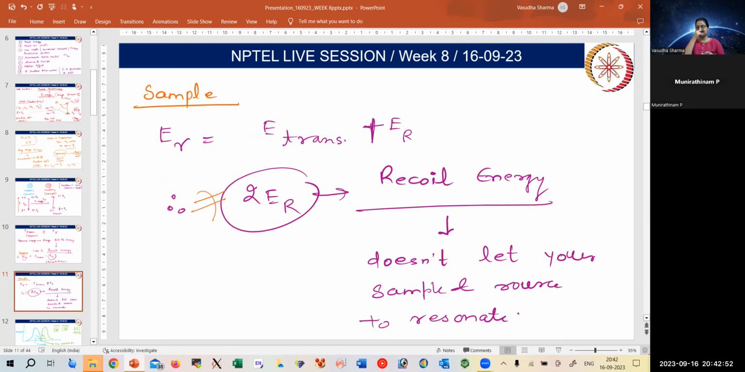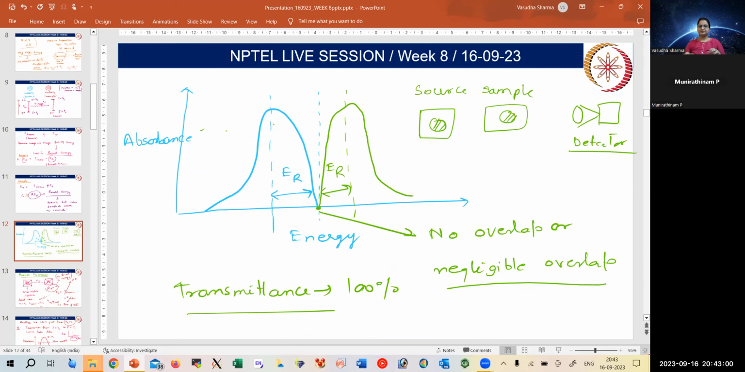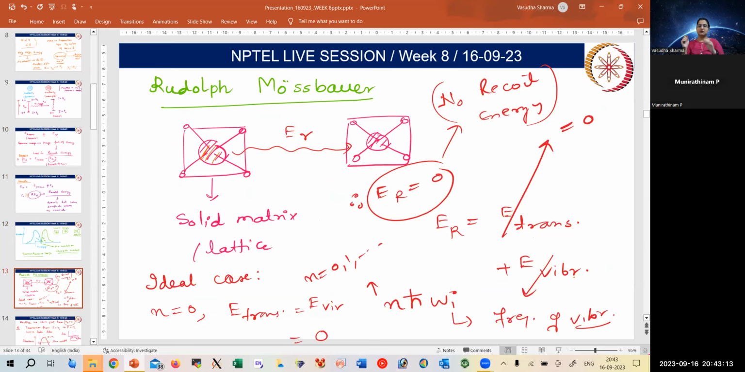So that means this recoil energy will not let the source and sample be in resonance for absorbance to occur. This is a scenario when there is no overlap, or zero overlap. And when absorbance is zero, there would be total 100% transmittance, and we will see a straight line.